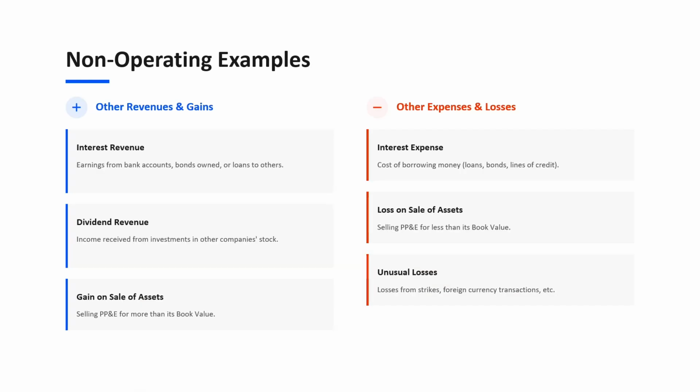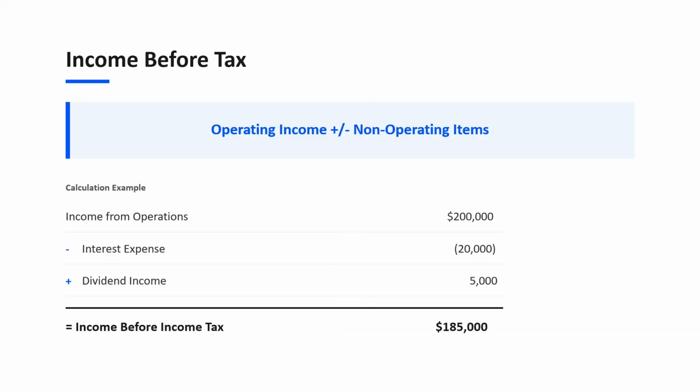Other revenues and gains include things like interest revenue from investments or dividend income from stocks you own. A gain on the sale of assets happens when you sell property, plant, or equipment for more than its book value. On the flip side, other expenses and losses could be interest expense, loss on the sale of an asset, or unusual losses, things like foreign currency transactions or losses from strikes. Those items are important, but because they are unusual, they are separated in the multi-step income statement.